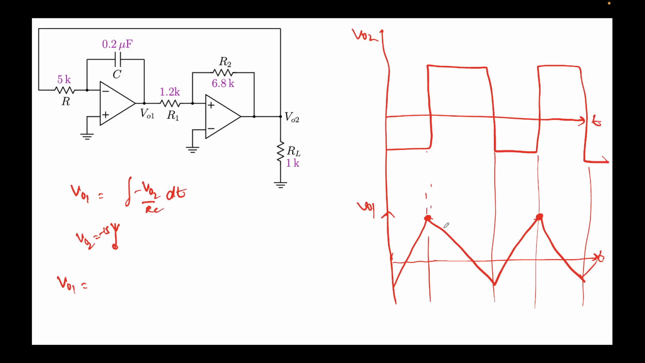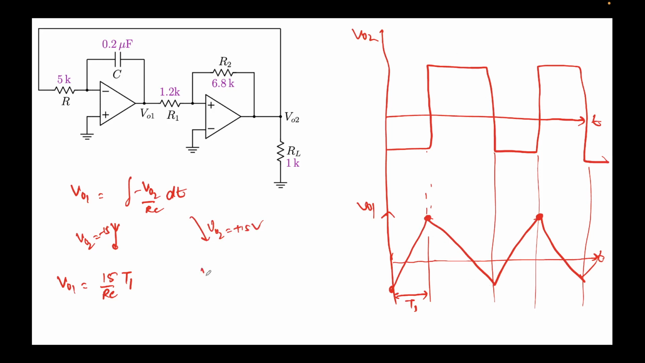Let's call this time T1. So V01 will be 15 by RC times T1. That will be the value over here. So this will be the total swing of V01, because it will start from somewhere over here and end over here. This is the total swing that it will see. Similarly, when V02 is plus 15 volts, we are talking about this time over here. This will be the total fall.